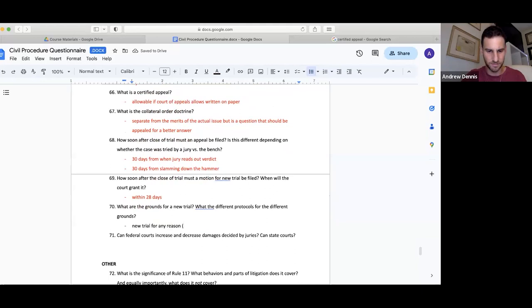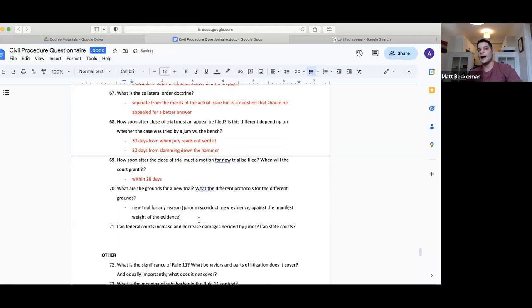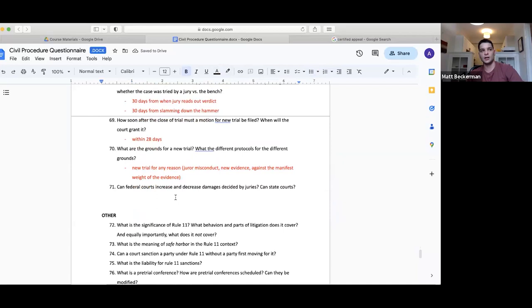Manifest weight of the evidence? Yeah, like the judge, jury misconduct, judge misconduct, witness misconduct, evidence, against the manifest weight of the evidence. If one of the parties introduces evidence after being told that they can't introduce it, if they say something in front of the jury that the jury wasn't supposed to hear, if the witnesses were peeking, it could be a variety of things. There's no federal additur, am I correct about that?